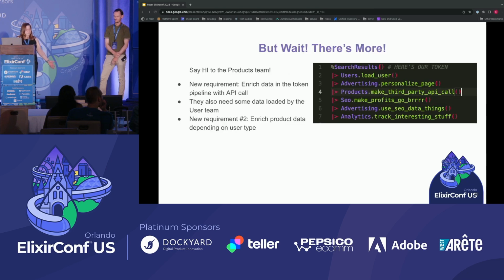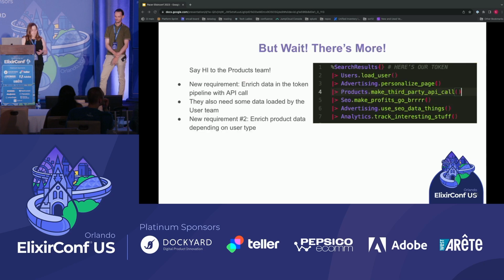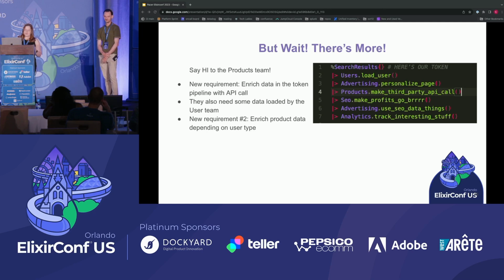Done. Oh, wait. Products team has come on board. They have a new requirement. We want to enrich some data. Uh-oh. They want to make an API call. Advertising makes an API call. So now we have 2 API calls in a row. They need some data from the user team. So we put that in a place that makes sense. We learned our lesson. So easy. Let's put a new function.